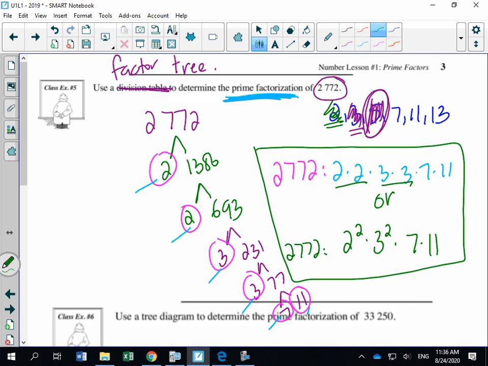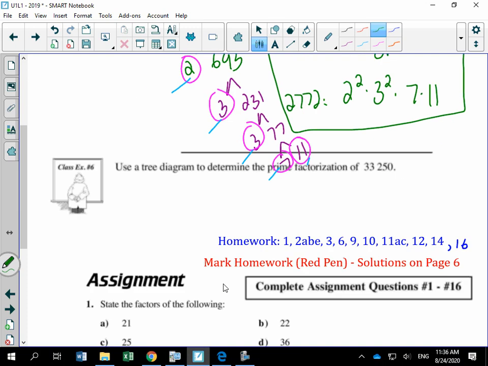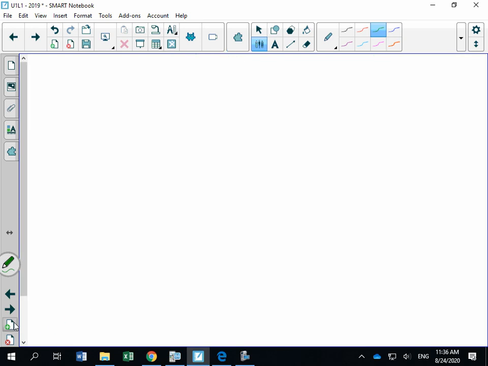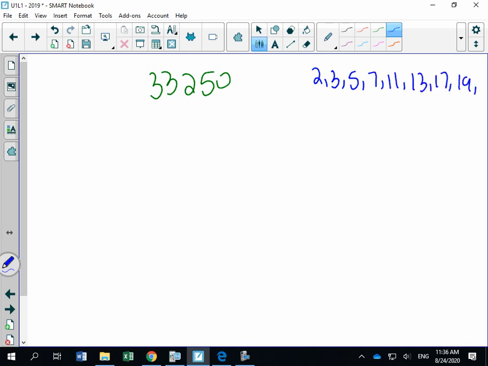Okay, we're going to do one more. For this one, I'm actually going to write it on the next page because I'll run out of room. So 33250. Let's write that down. 33250. Let's write the prime numbers: 2, 3, 5, 7, 11, 13, 17, 19, 23. Remember, memorize your primes up to at least 23.